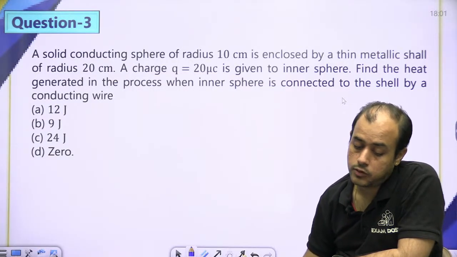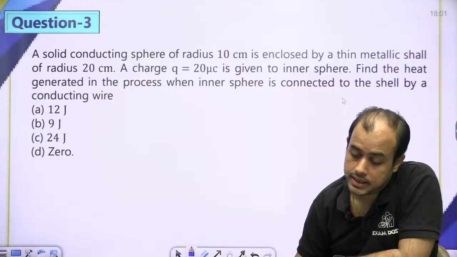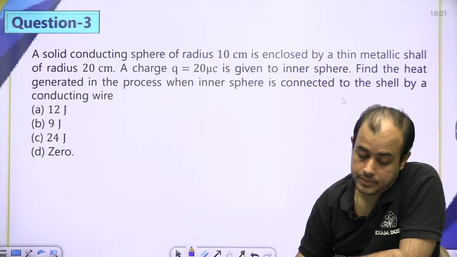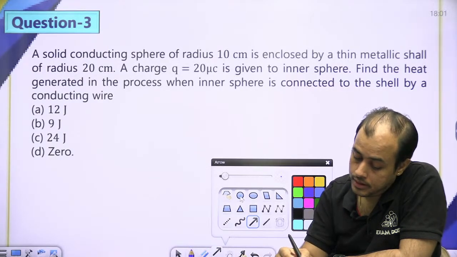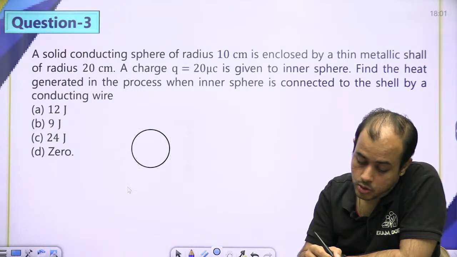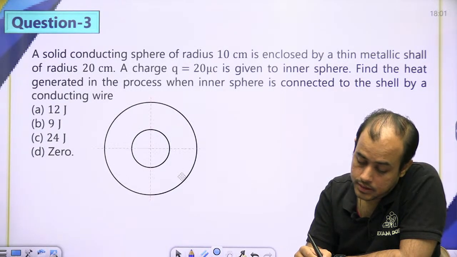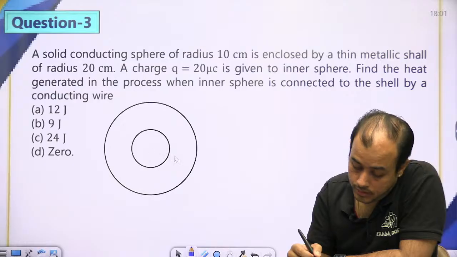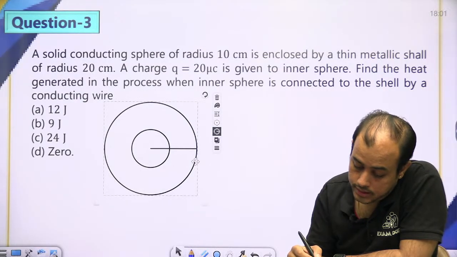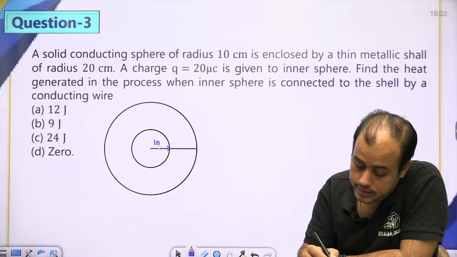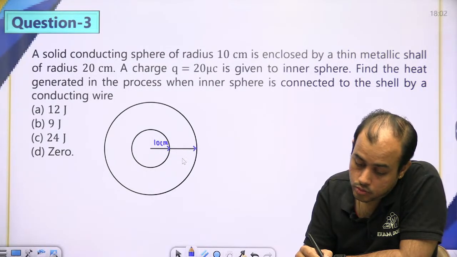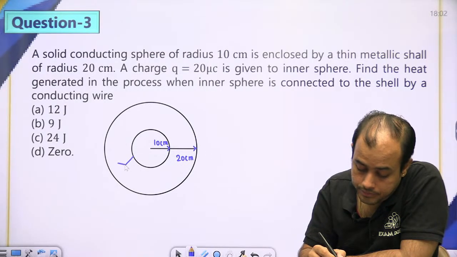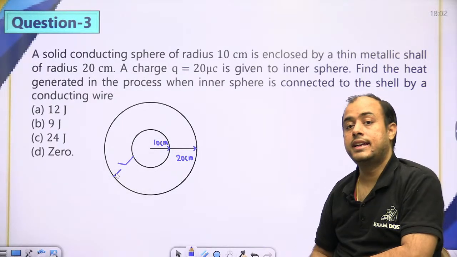A solid conducting sphere of 10 centimeter is enclosed by a thin metallic shell of 20 centimeter. Charge q is given to the inner sphere. देखिएगा, we have a small sphere, conducting sphere, and we have an outer sphere. The radius is 10 centimeter. This is 20 centimeter. Now you are connecting them. You want to know the heat lost.